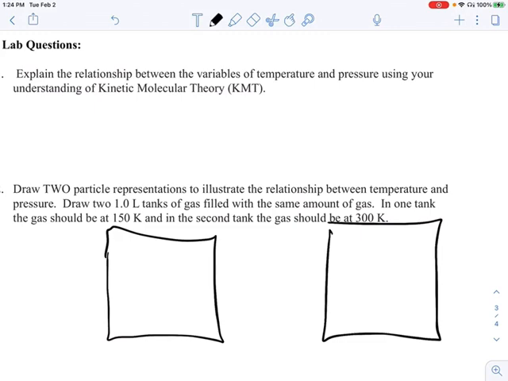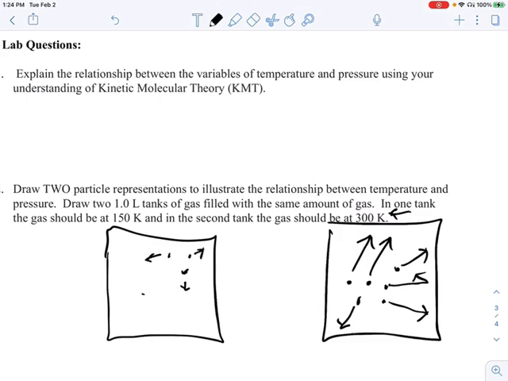And when you're showing temperature, the longer the arrows on your particles, the faster they are moving. These are vectors. So if you're trying to show that a gas is hotter, you should draw longer arrows. If you're showing that a gas is colder, you should draw shorter arrows. Okay, so that's something you should pay attention to when you draw this particle representation for these gases.